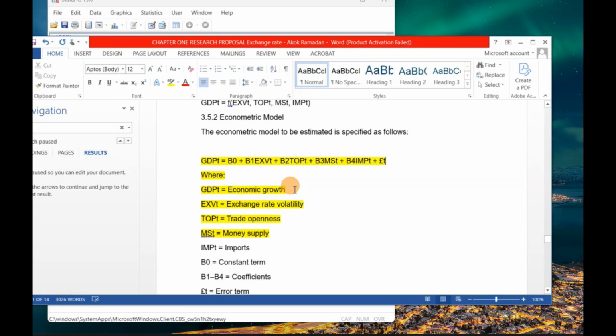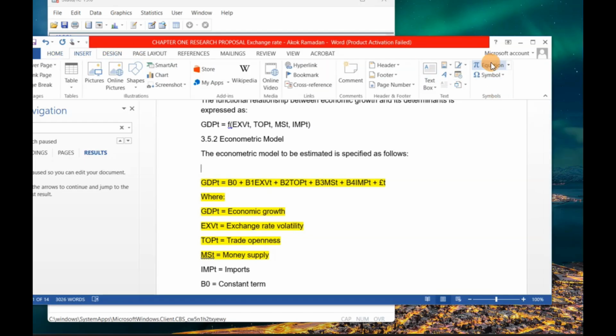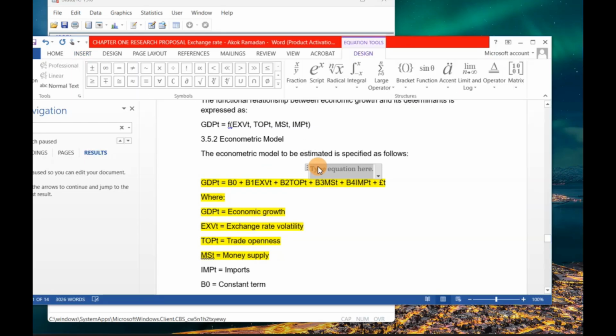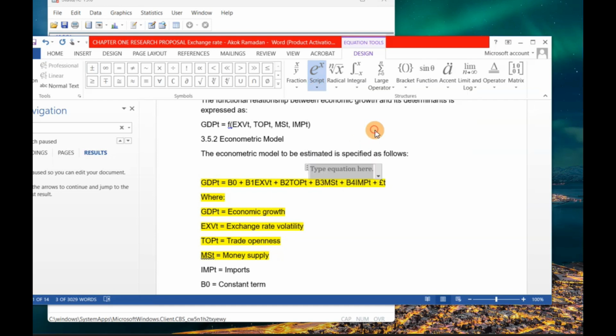We are getting free. So how can he write this model using mathematics? You need to come to insert equation. And now he can type the equation. Please look at how you can type the equation.